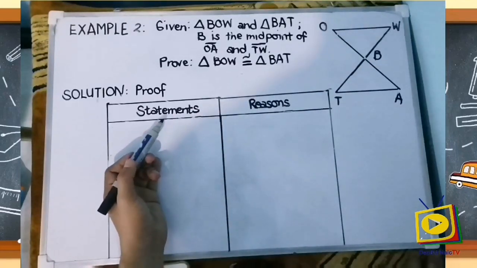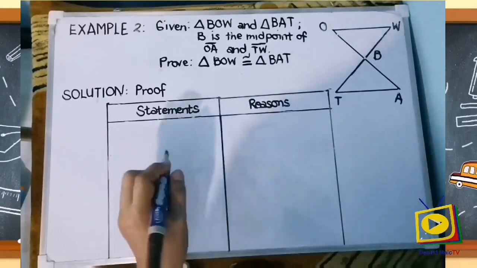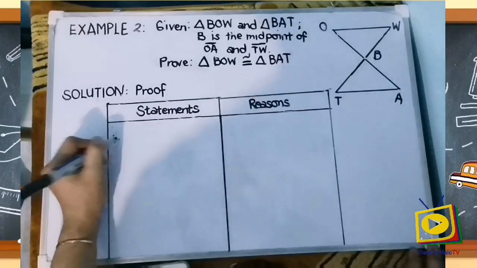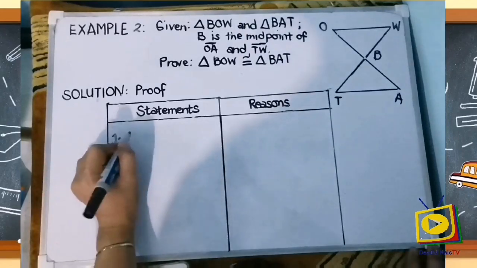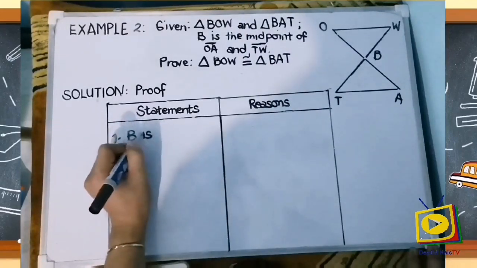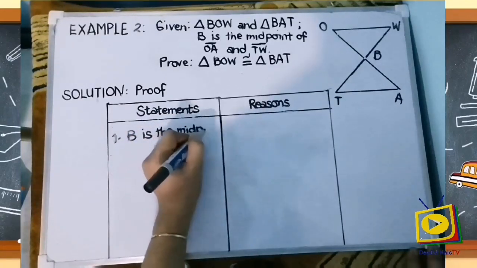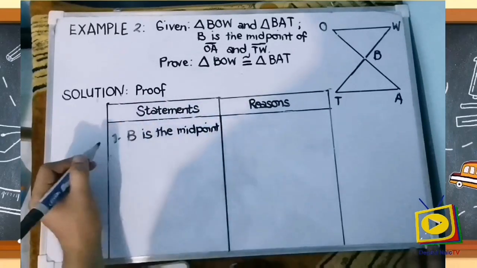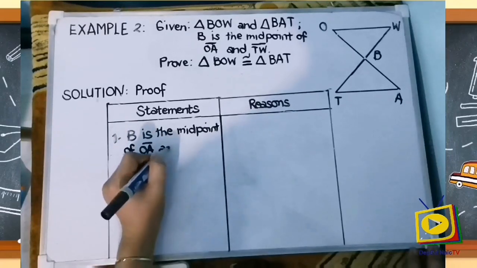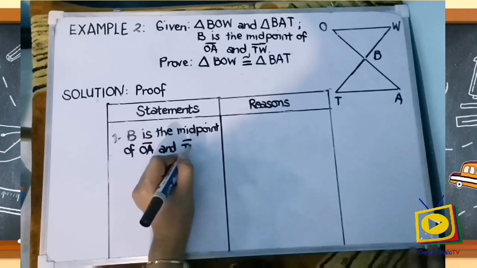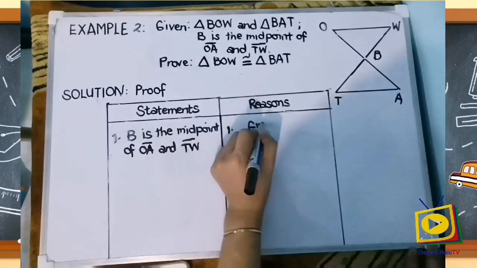For the first column, we have the statements, and for the second column, we have the reasons. So the first statement is the given, wherein our given is B is the midpoint of segment OA and segment TW. Our reason is, of course, given.